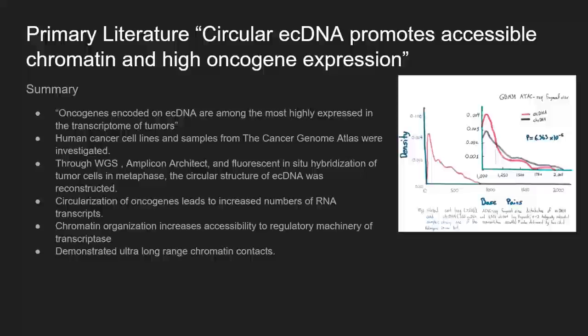As we can see in this graph, ecDNA is in red. Most of its fragments are less than 500 base pairs as compared to chromosomal DNA, the gray line. Some of its fragments are more than 2,000 base pairs. Researchers also demonstrated that ultra-long range chromatin contacts could have some effect on distal gene expression. All this information is from the paper as cited below. The graph was recreated from the source material, made by me.